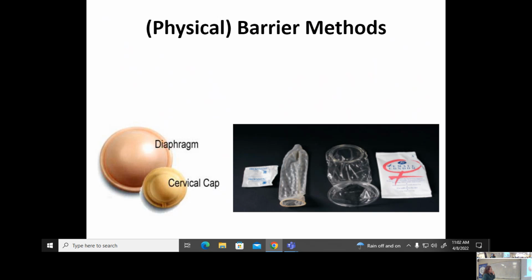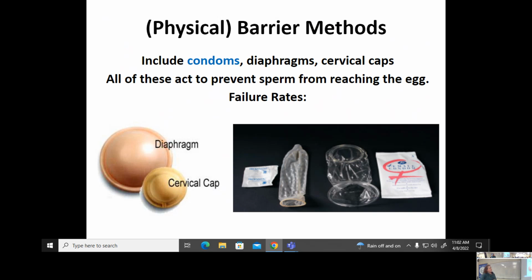So then we get to barrier methods. All the different barriers, no matter what style they are, are blocking sperm. They are trying to stop sperm from going past where the block is. And condoms are the most popular example of that. There are female condoms, which are not popular, but they exist.